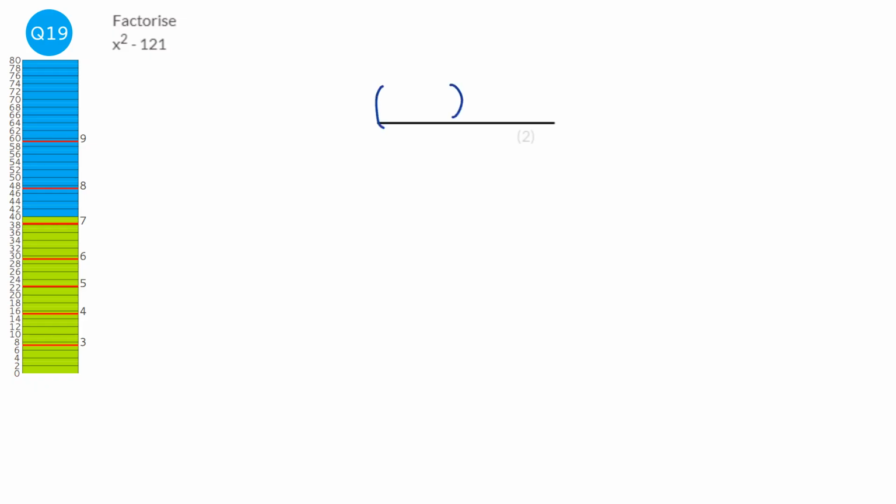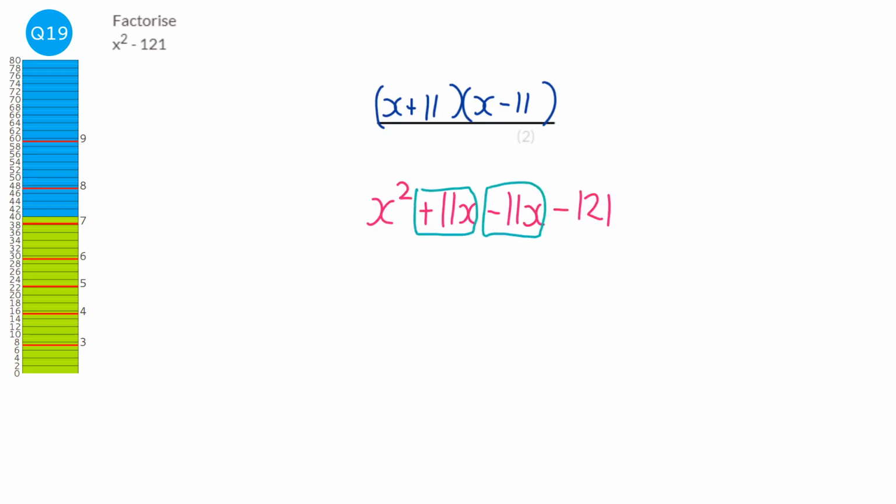What you do is you put down 2 sets of brackets, and you square root the first term. Well, that's just going to be x. And you put the positive and negative versions of the square root. So we're going to square root 121, which is 11. So we're going to put plus 11 and minus 11, and that's it. Now, when we expand that, we're just going to quickly expand that now to have a look, it's going to be x squared plus 11x minus 11x minus 121. And notice that the two x terms cancel each other out, which is why we don't have the x terms.